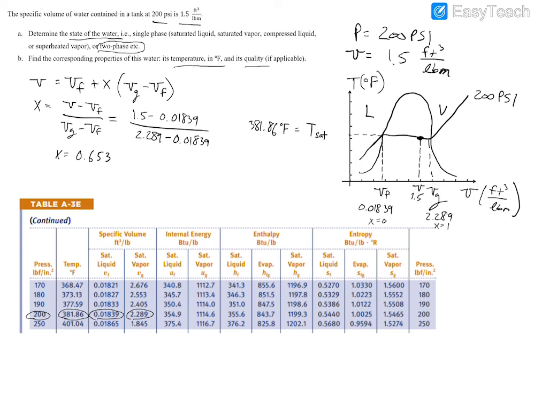Now, because you're along that line here, you can go to your saturated temperature. So we know that at these parameters of 200 psi and 1.5 feet cubed per pound mass, you're going to have your temperature equal to 381.86 degrees Fahrenheit. So you have your quality and your temperature.